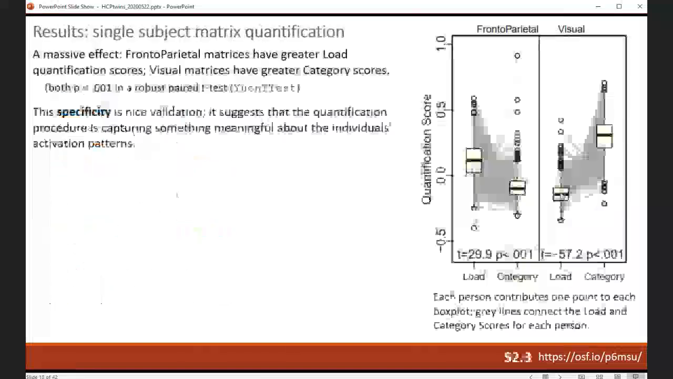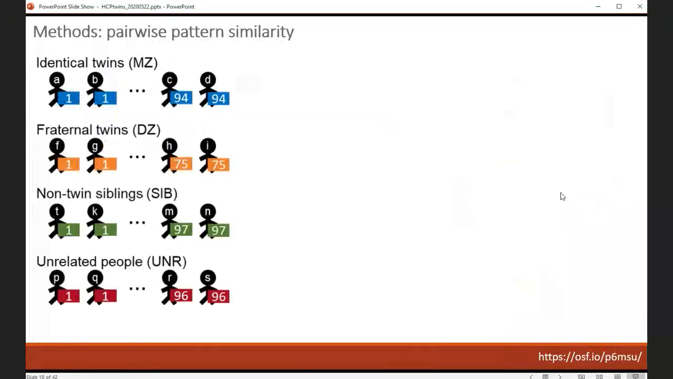Okay, so I'm going to move on now to pairwise stuff, unless somebody has another question. This pairwise is what we're trying to get to.